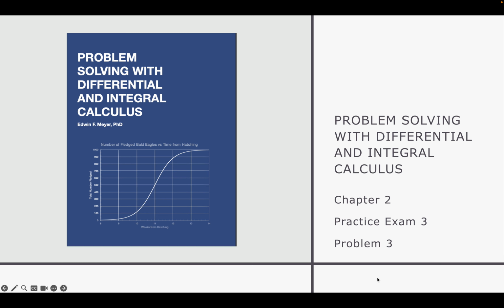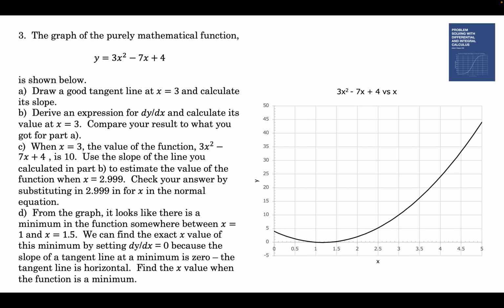This is problem 3 on practice exam 3 of chapter 2 in the book Problem Solving with Differential and Integral Calculus. You have a purely mathematical function, so what we're doing here you might see in calculus class. Y equals 3x squared minus 7x plus 4. We don't know what x is, we don't know what y is. There's no units, pure math problem.